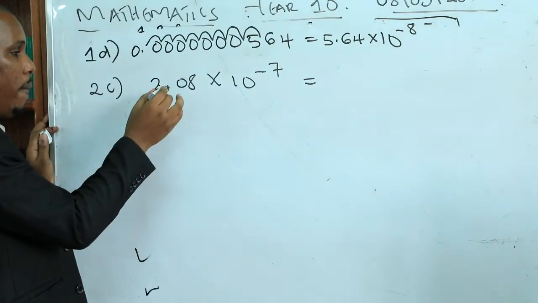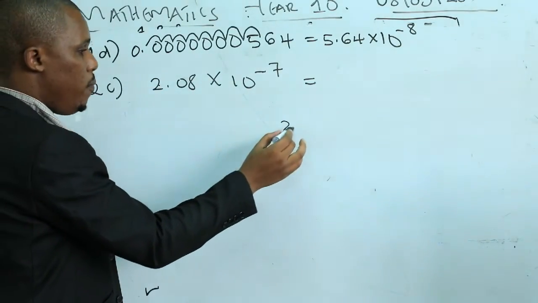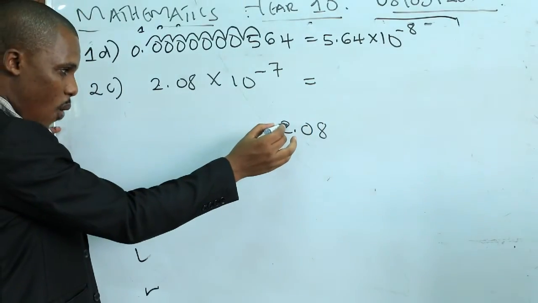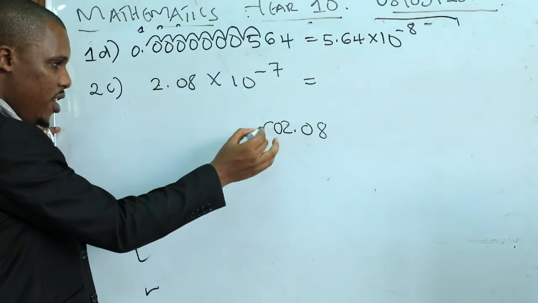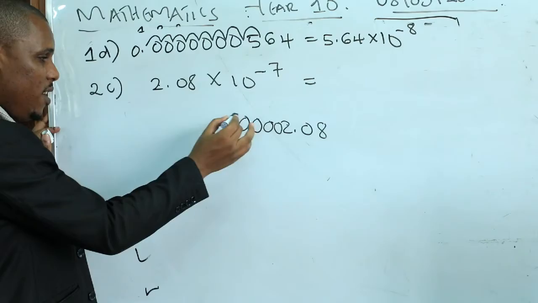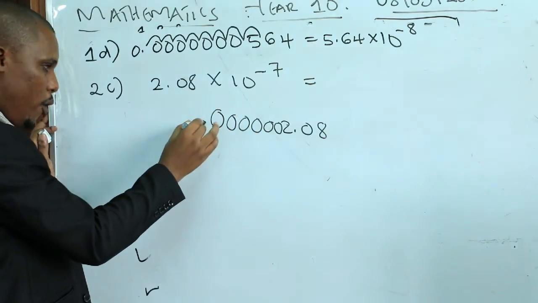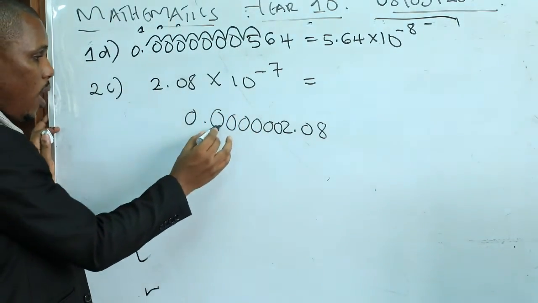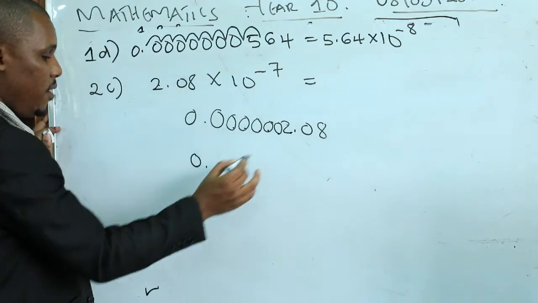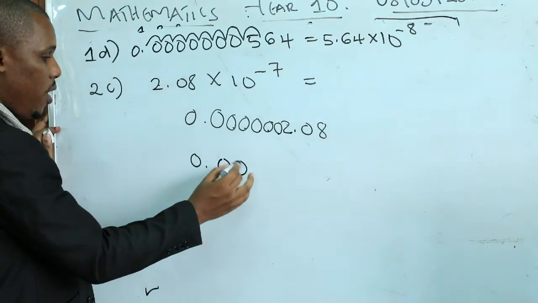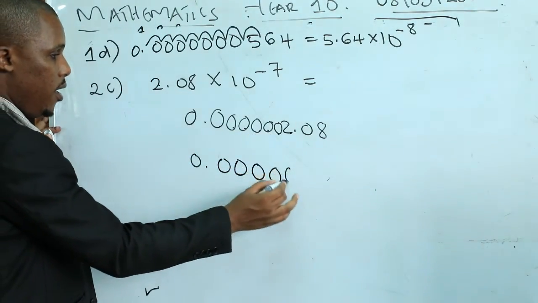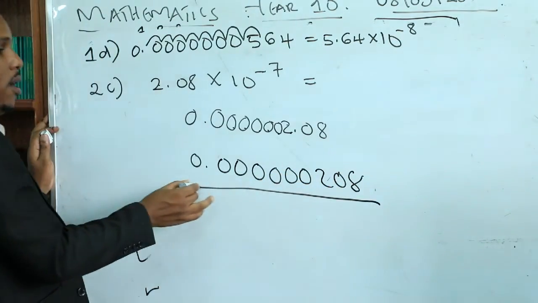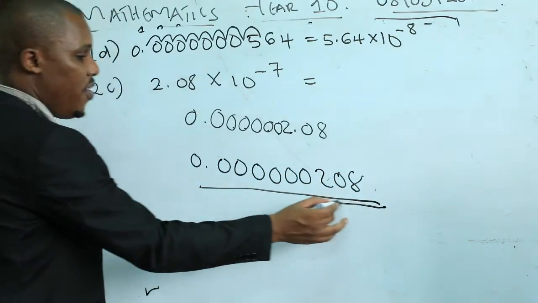So in our case, it's going to be 2.08, then you move 7 steps. Starting with this one, 1, then 2, 3, 4, 5, 6, 7. So the answer reduces to 0.0000002 08. So it is 0, another 0, then the digits, and then your 208. So this is now the ordinary number.